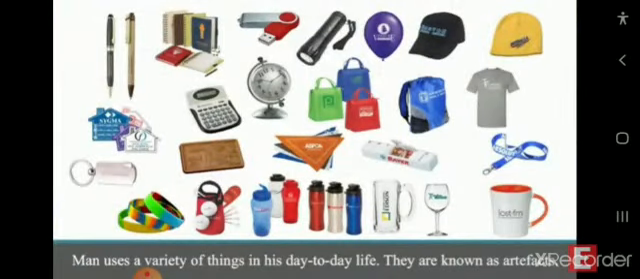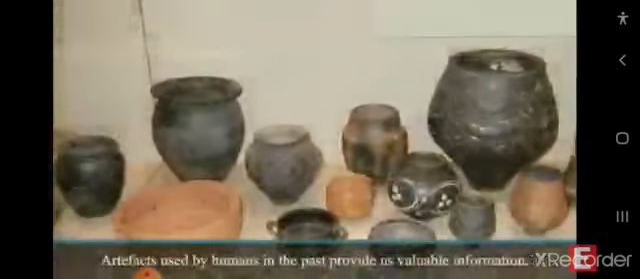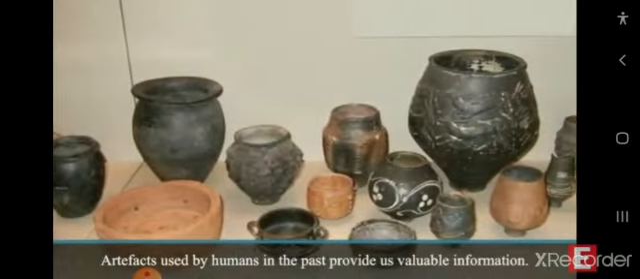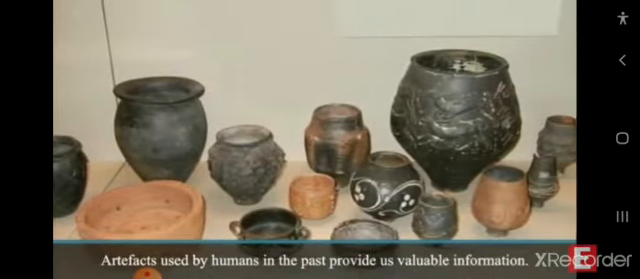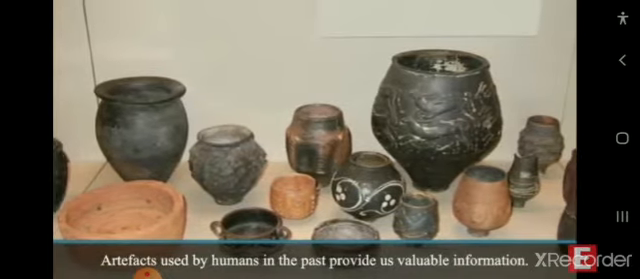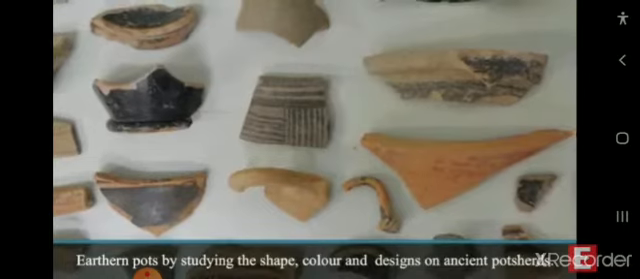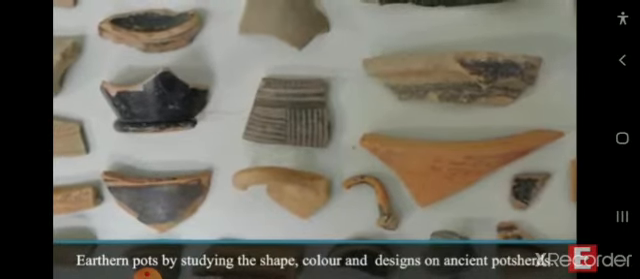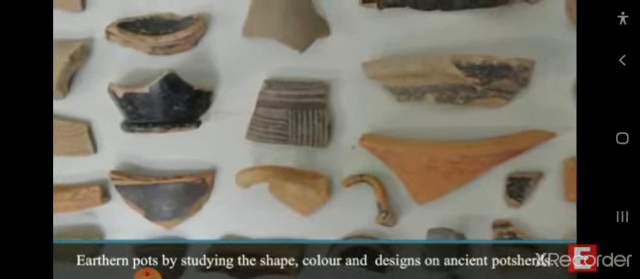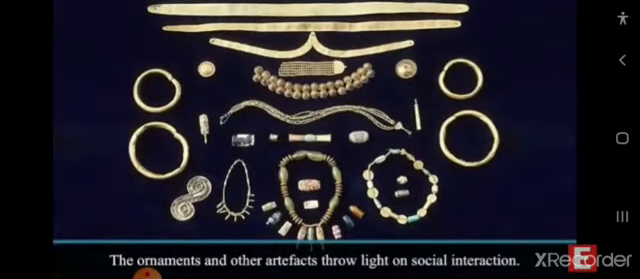Man uses a variety of things in his day-to-day life. They are known as artifacts. Artifacts used by humans in the past provide us valuable information about life in the ancient times. We can decide the period of ancient artifacts like earthen pots by studying the shape, color, and designs on ancient potsherds. The ornaments and other artifacts throw light on social interaction.